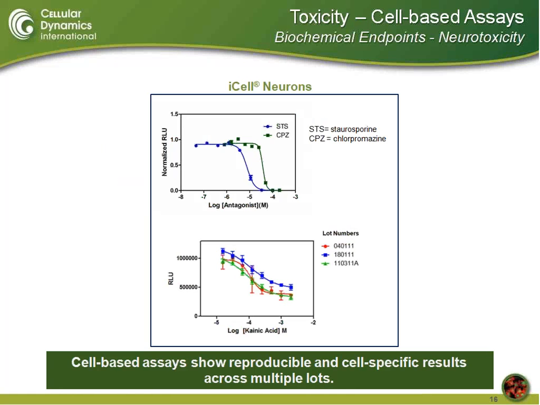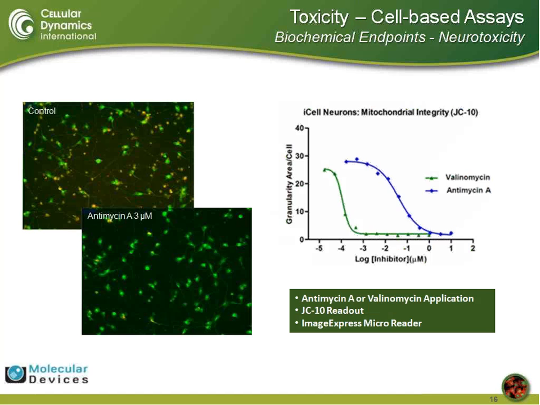This is non-normalized data, but it really speaks to the consistency of our products in that multiple lots will yield the same approximate EC50. So again, our cells can be used in cell-based assays to show reproducible and cell-specific results across multiple lots.